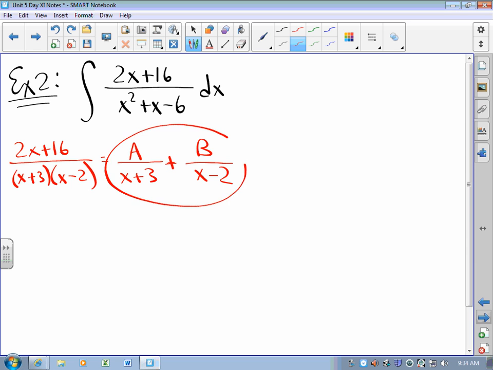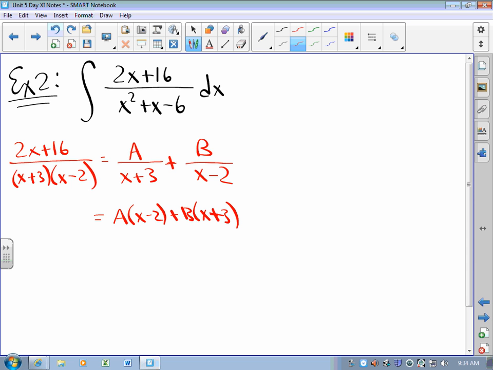How would we combine two fractions with different denominators? We would multiply everybody by the other guy's denominator. We would put that over x plus 3 times x minus 2, and we would set that equal to 2x plus 16 over x plus 3 times x minus 2. The denominators are irrelevant. We equate the numerators. Now we need strategic substitutions. If we let x be negative 3, then this term drops right out, and we get 2 times negative 3 plus 16, that's 10. Negative 3 minus 2 is negative 5A. A is negative 2.